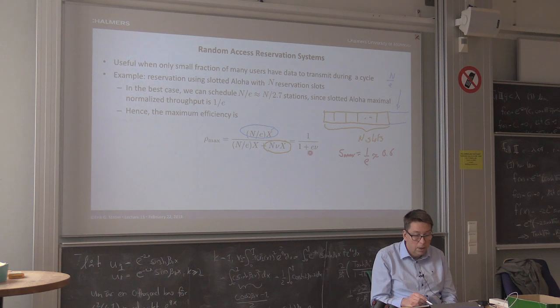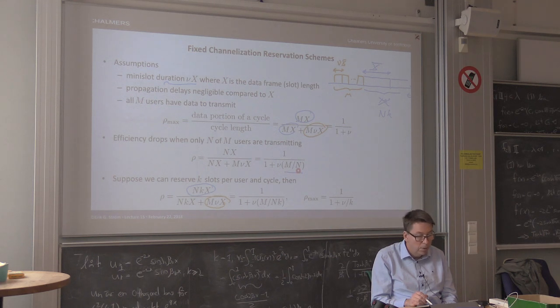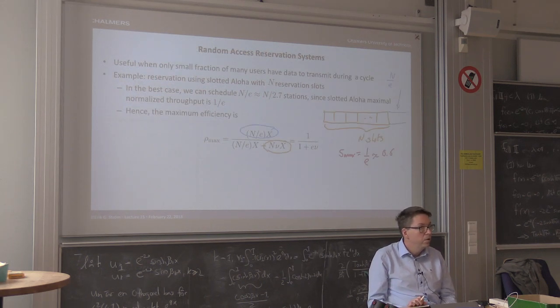This is quite a bit better than the case where we have channelization with reservation, where n is quite a bit smaller than M. So think of M as being 10,000 and n as being 1 or 2. Then the efficiency here is very, very small. So there is another way to increase the efficiency of the MAC scheme. Questions? No? Okay.